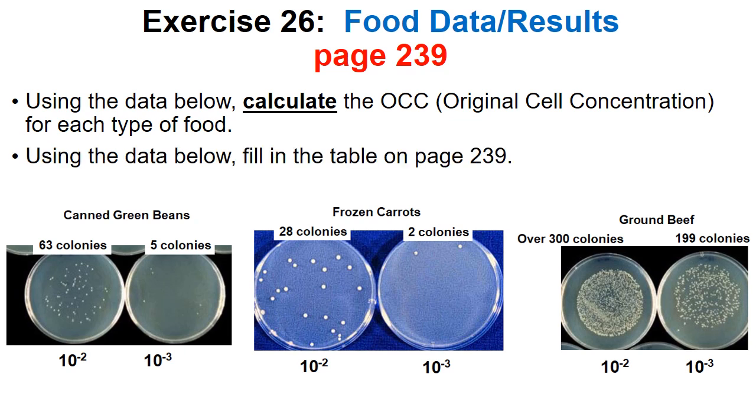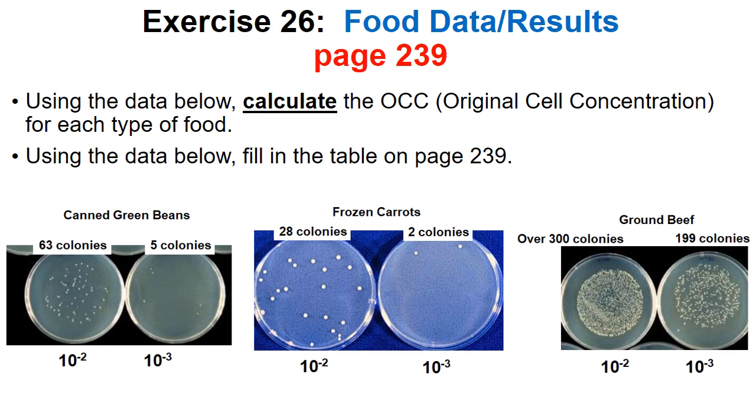Using the data below, fill in the table on page 239. So in your lab manual, go to page 239, and you're going to write down the number of colonies for each of the different types of foods. So let's look at our data. Canned beans yielded 63 colonies on our 10 to the negative 2 plate. 5 colonies were seen on the 10 to the negative 3 plate. And that's logical because the more dilute, the fewer colonies.